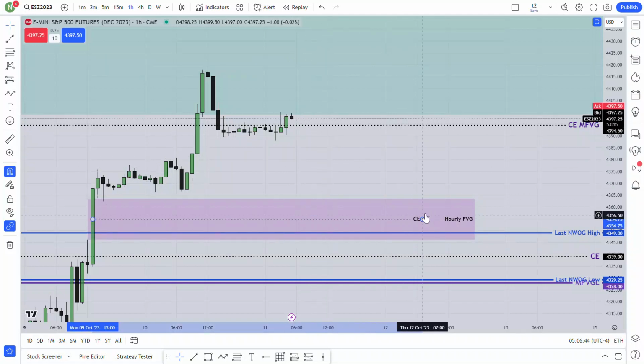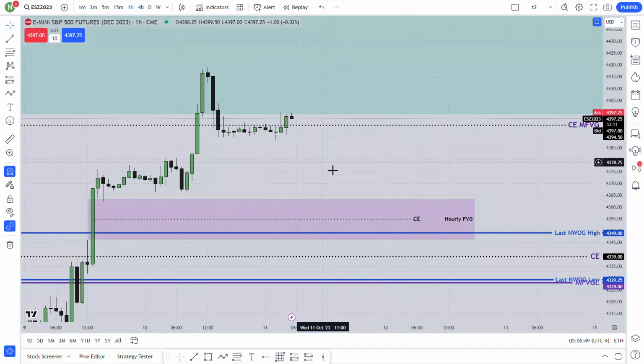I am expecting lower price for mini S&P, Euro USD and Nasdaq, and higher price for dollar index, but it will change if you see it went through this high. Okay, if you see some kind of reaction from here, let me mark it. Actually it will be easier to understand.